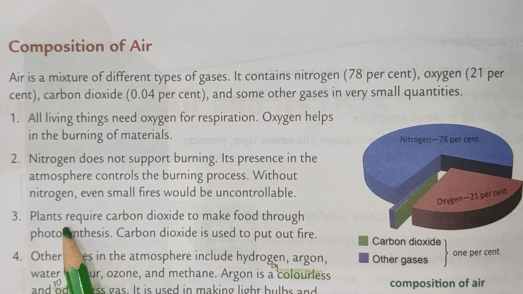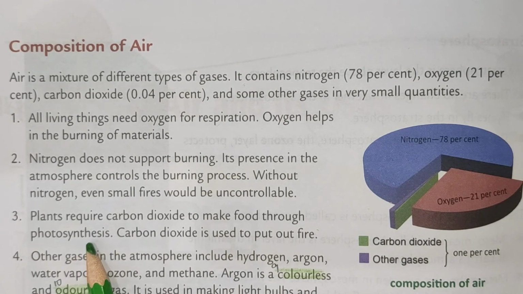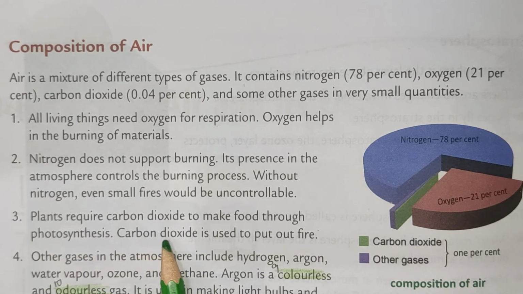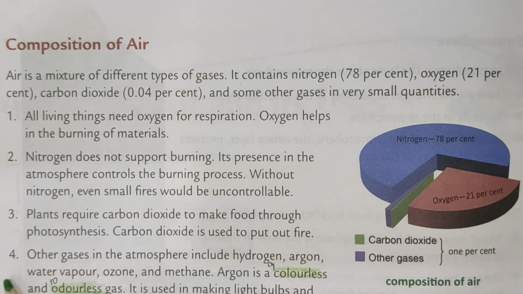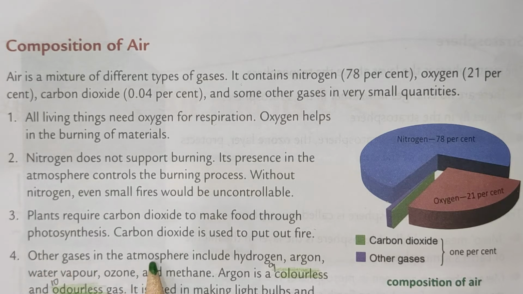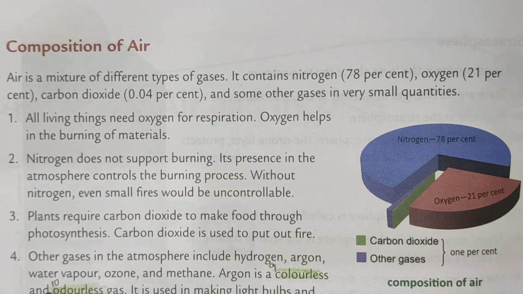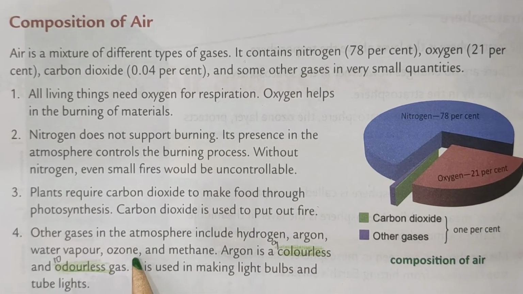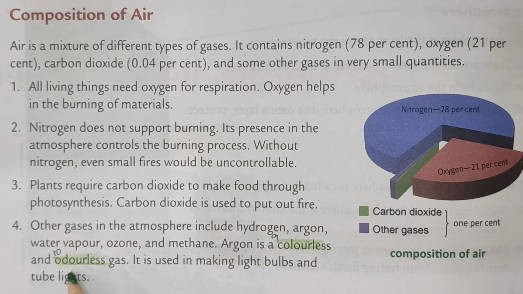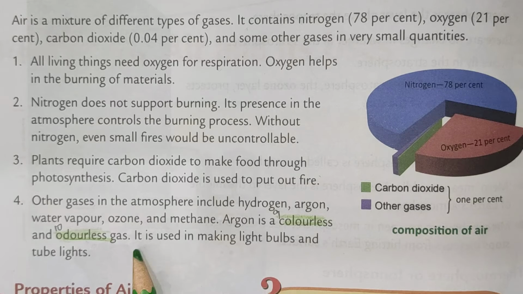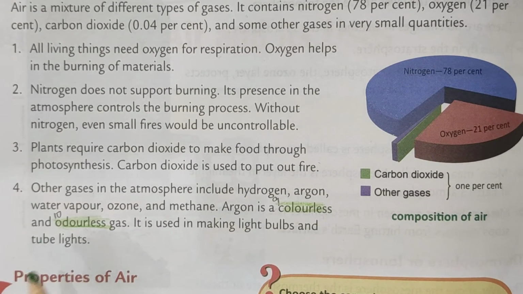Number 3. Plants require carbon dioxide to make food through photosynthesis. Carbon dioxide is used to put out fire. Point number 4. Other gases in the atmosphere include hydrogen, argon, water vapor, ozone, and methane. Argon is a colorless and odorless gas. It is used in making light bulbs and tube lights.